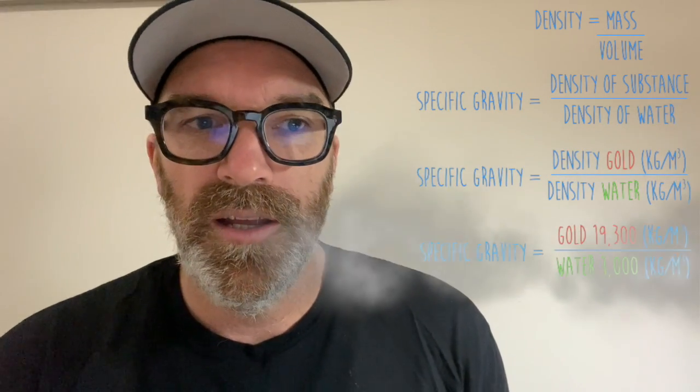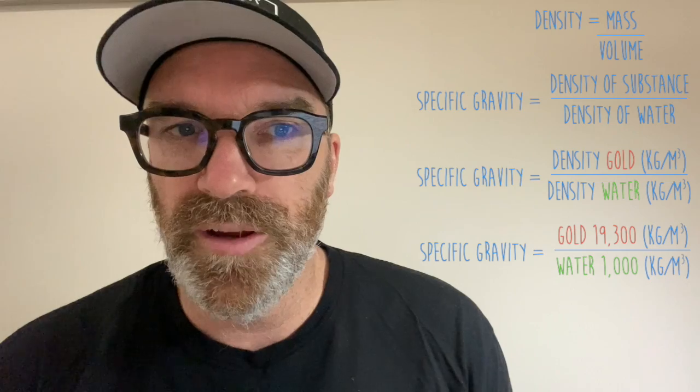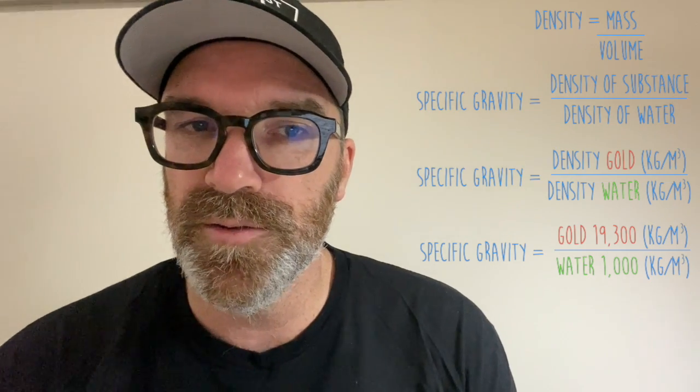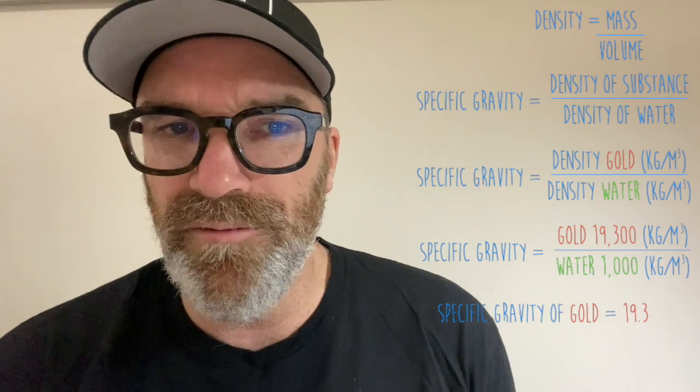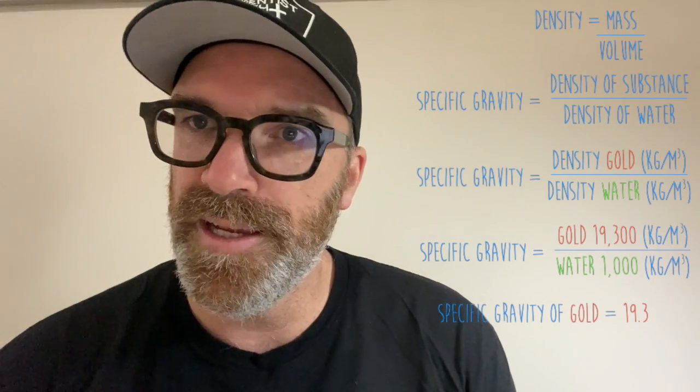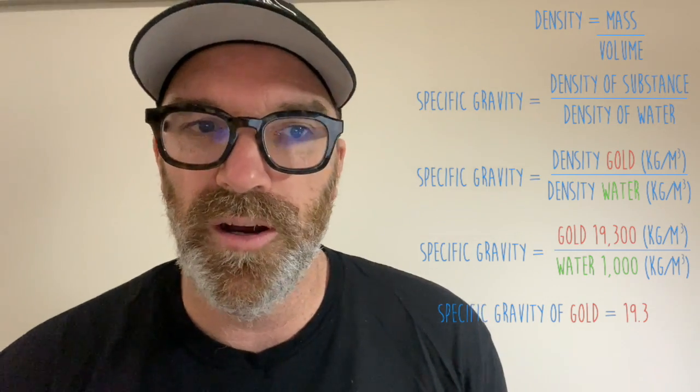Density of substance over density of water. So the density of gold equals 19,300 kilograms per meter cubed, right? Density of water is 1,000 kilograms per meter cubed. Hence, specific gravity of gold is 19.3 because we divide 19,300 by 1,000.